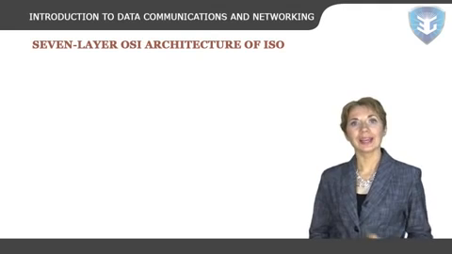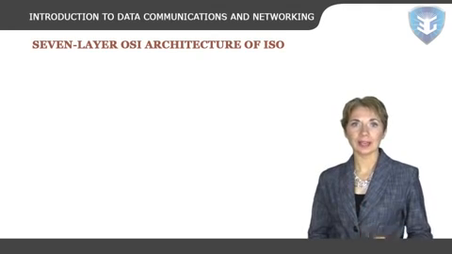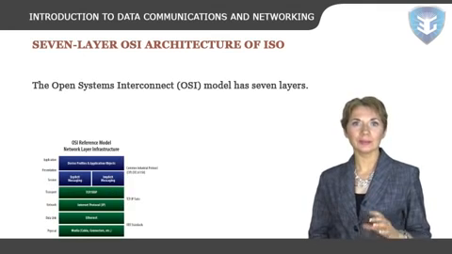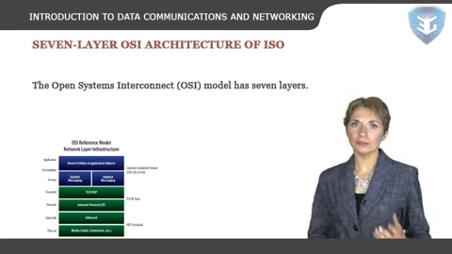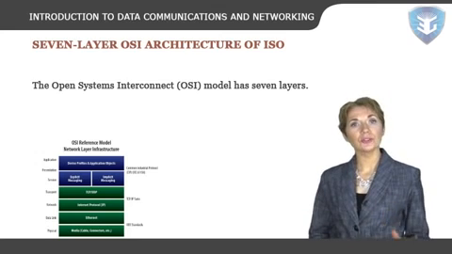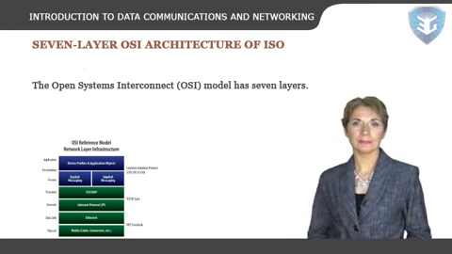Let's now look at the 7-layer OSI architecture of ISO. The Open Systems Interconnect, or OSI model, has 7 layers. It explains the architecture beginning with the lowest in the hierarchy, the physical, and proceeds to the highest, the application.